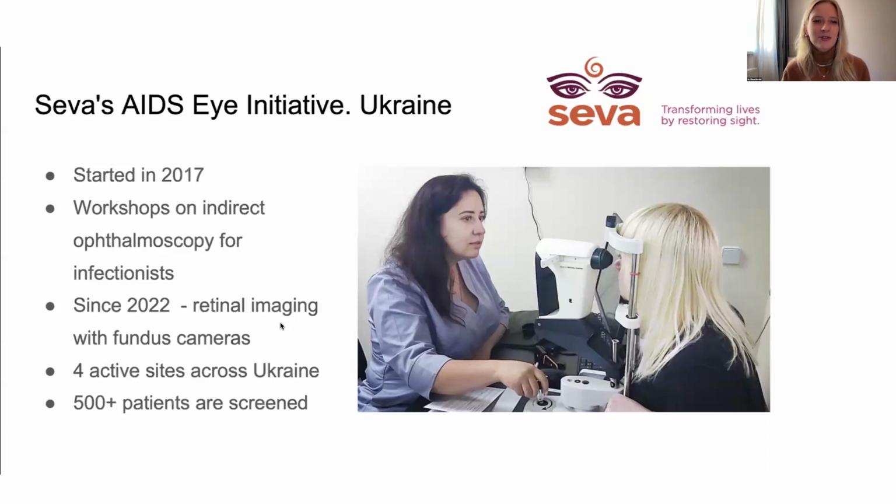She was initially trained to do indirect ophthalmoscopy, but after retinal camera became available, she appreciated how much easier it became for her to screen these patients. So since 2022, these retinal cameras were spread across 4 sites in Ukraine, and at that moment more than 500 patients were already screened, and all the images are taken by infectionists and sent to the ophthalmologist to evaluate them.